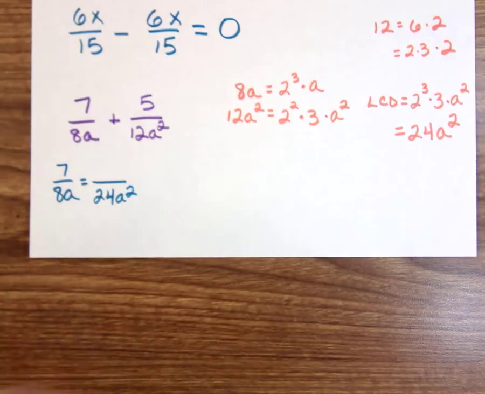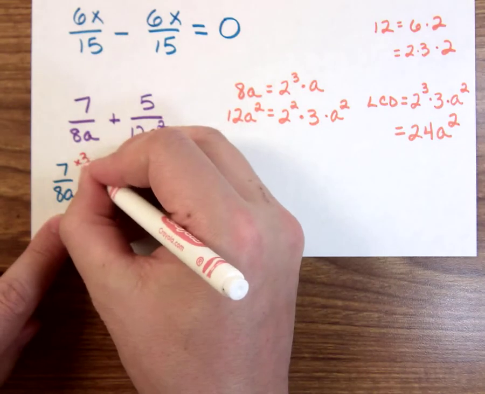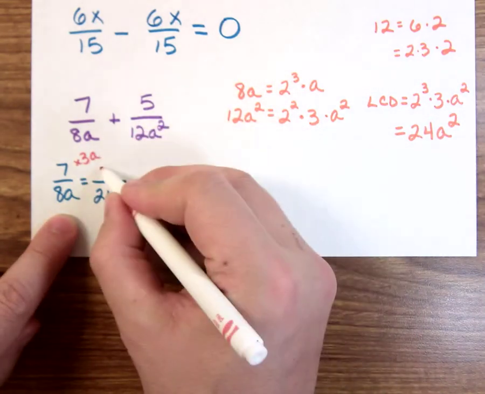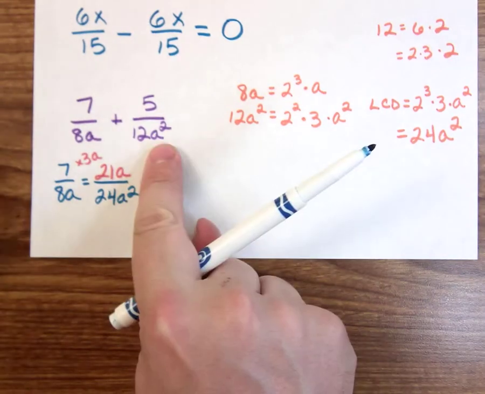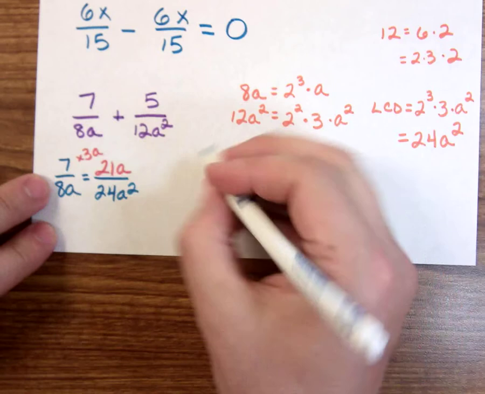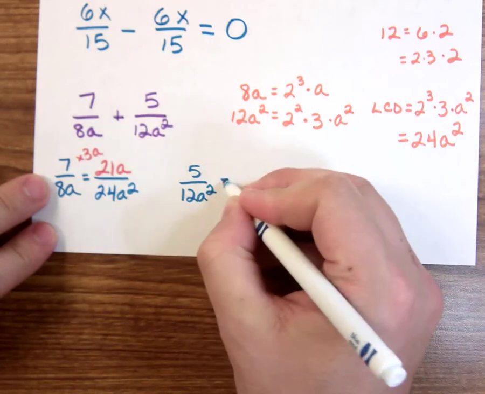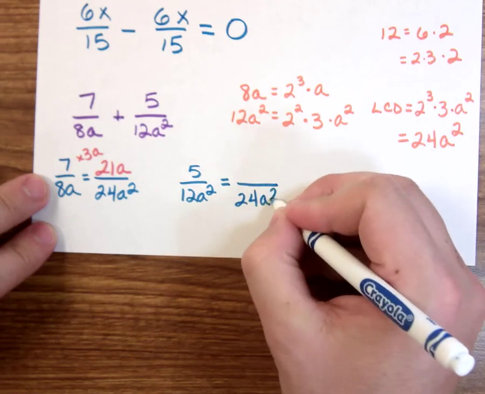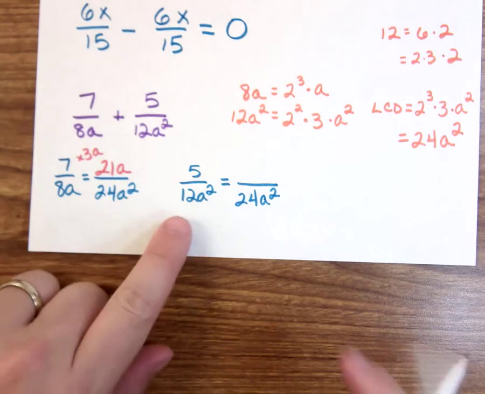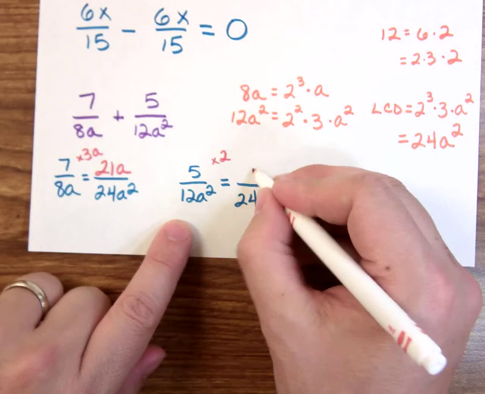What do I multiply by? 3a. 7 times 3a is 21a. I got to do the same thing with this fraction, 5 over 12a squared. I got to make that have an equivalent fraction with the denominator of 24a squared. 2. 12a squared times 2 is 24a squared. And 5 times 2 is 10.